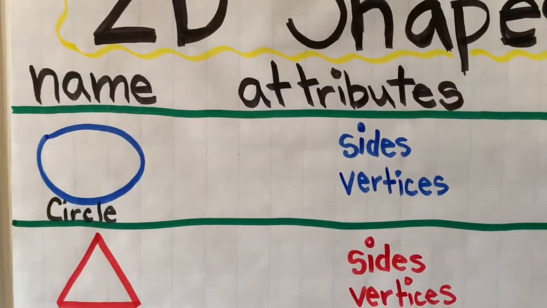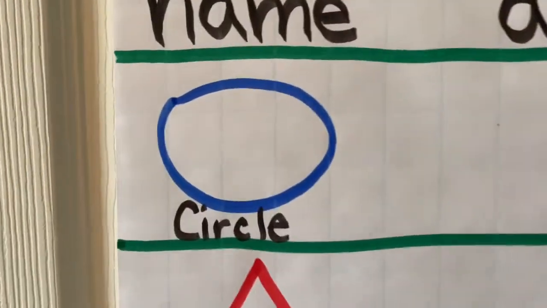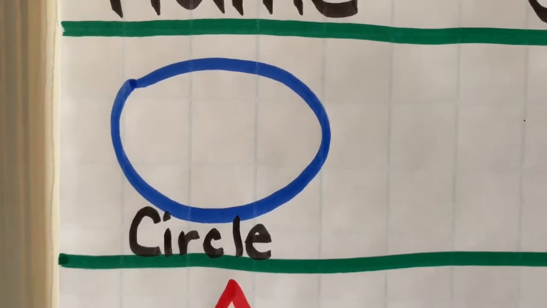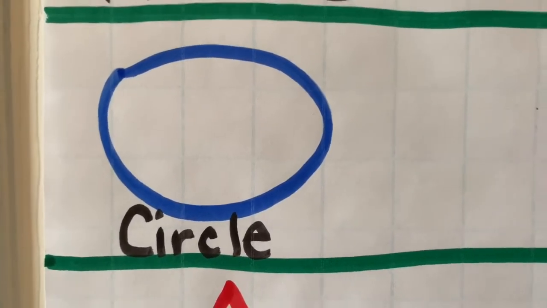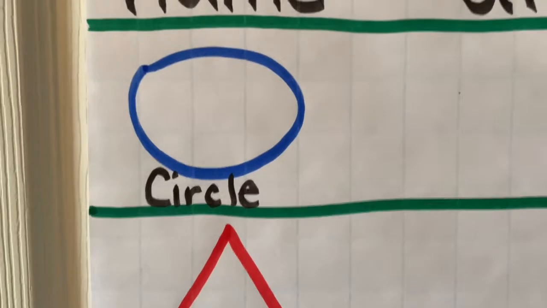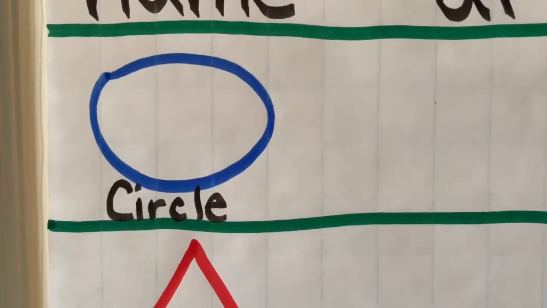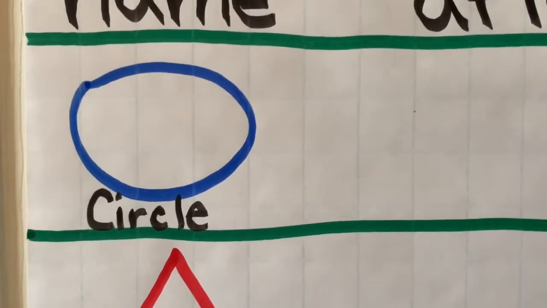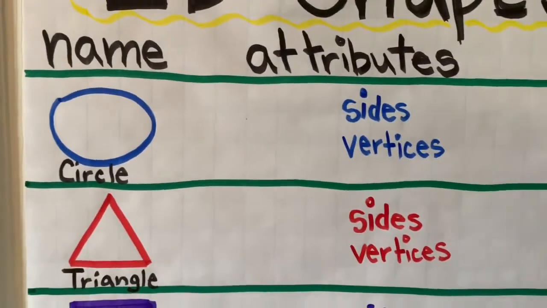The first shape we're going to look at today is our circle. Miss Englehart tried her best to draw a circle. Circles are really hard to draw. If you have a chance to try and draw one, send it to me so I can see how you do it, or you can teach me on Seesaw. So our first shape is a circle.